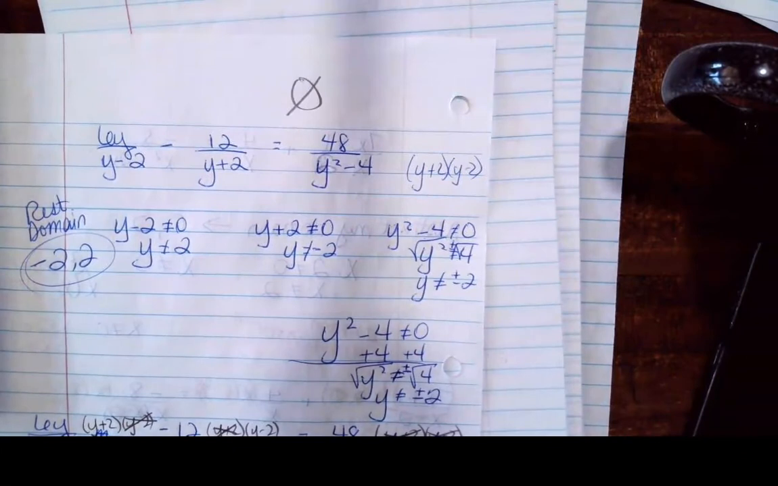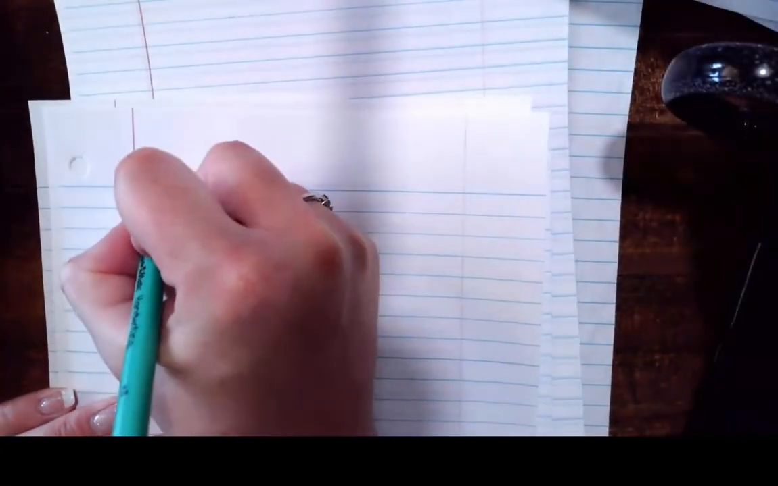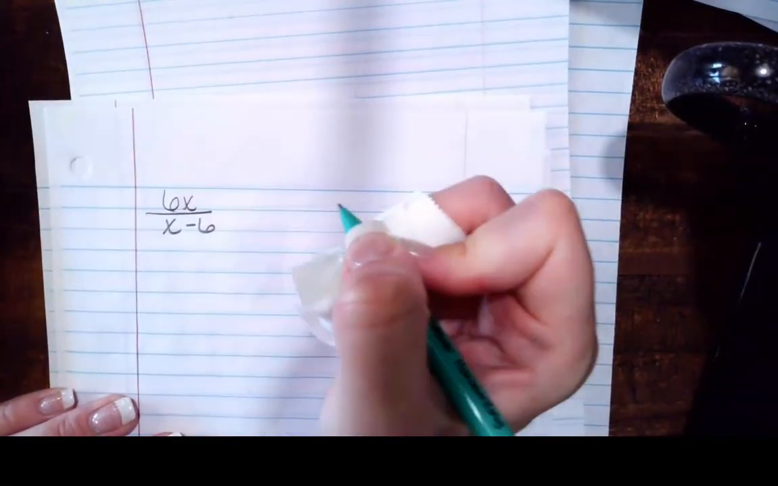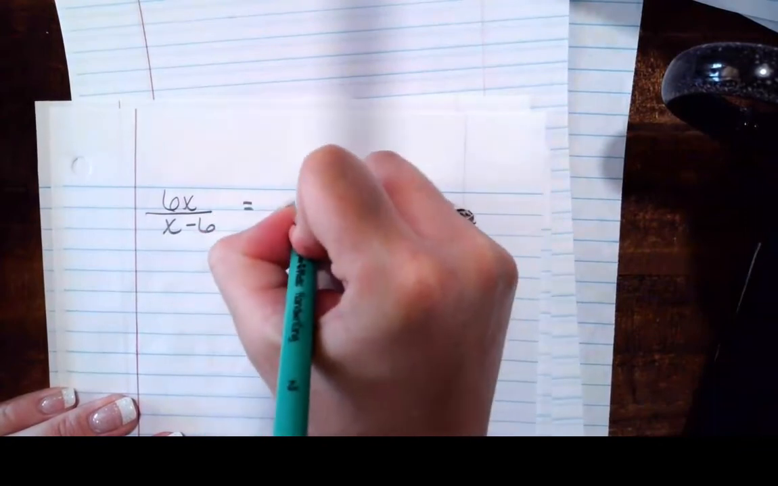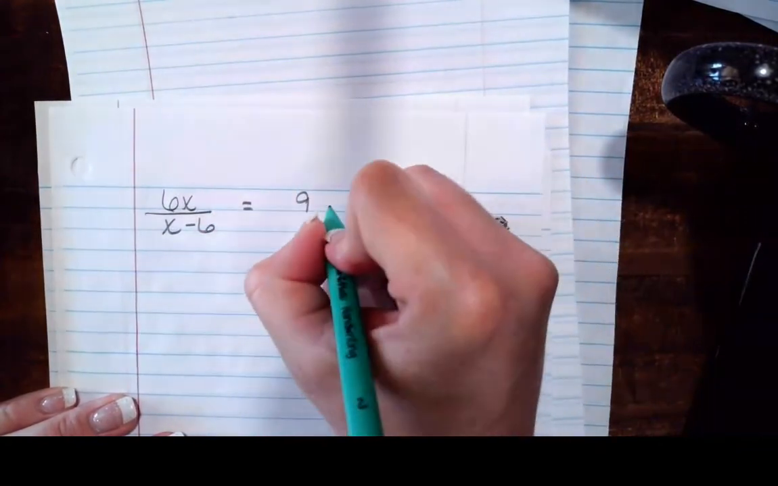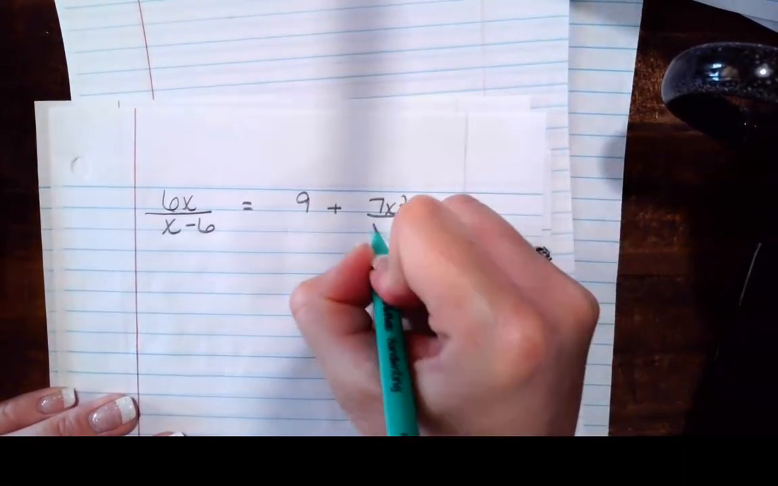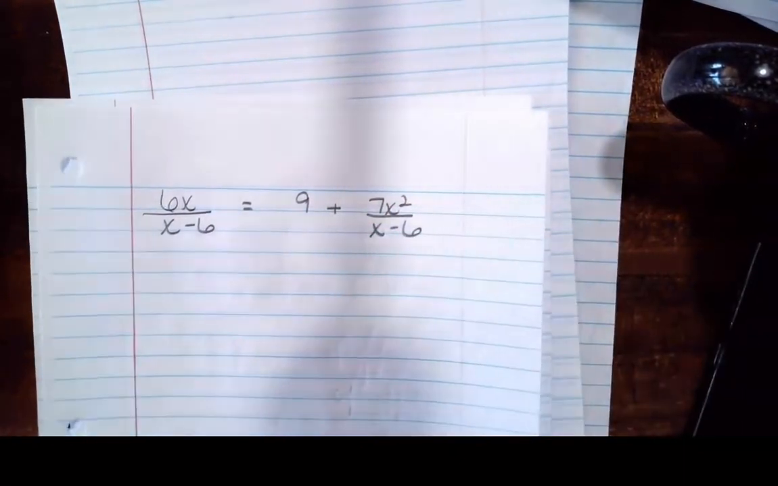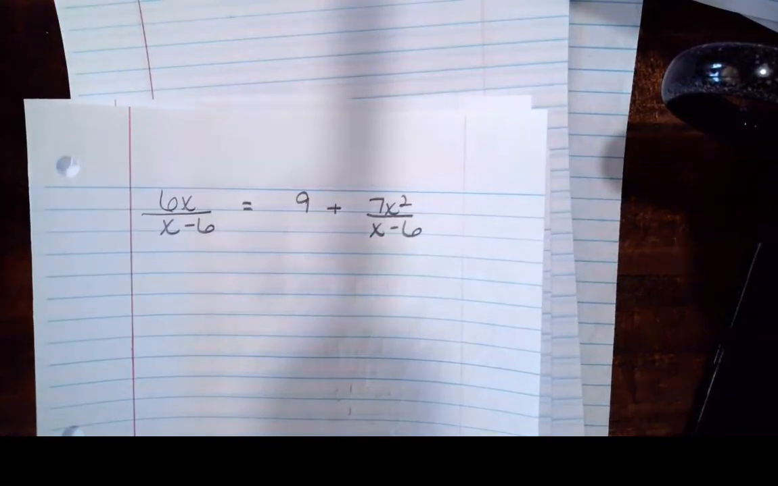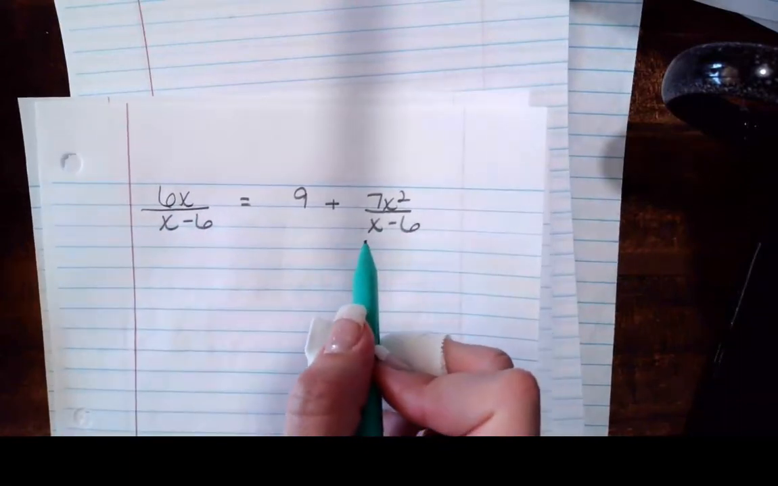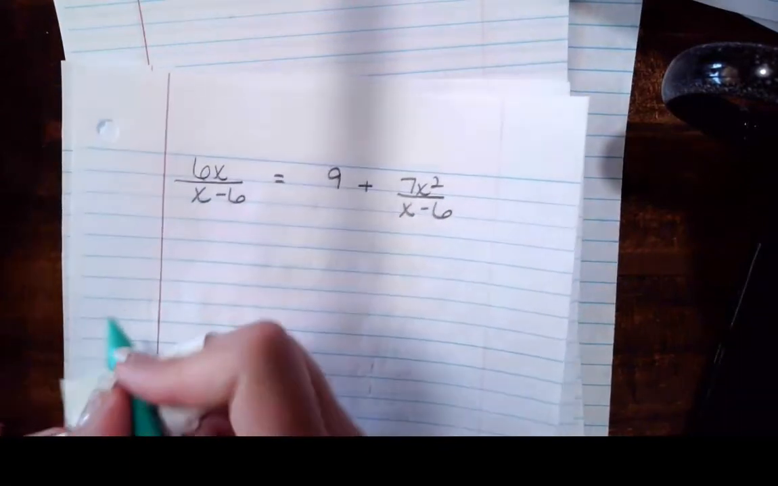All right, so let's try another one. I have 6x over x minus 6 equals 9 plus 7x squared over x minus 6. So this is a rational equation. I need to restrict my domain. So my denominators match already, except for this is over 1, but we'll handle that in a second.